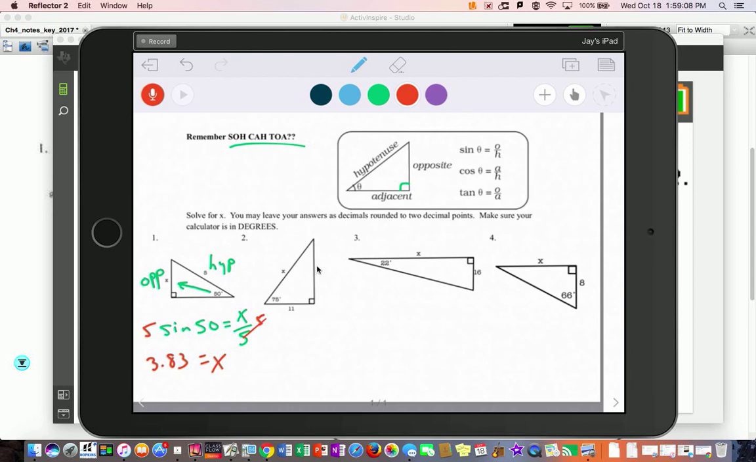So what I'd like you to do is label these triangles, try to figure out what trig function you're going to use, and see if you can solve for the x of each problem. So you're going to come back and look at the answers. Pause the video now.